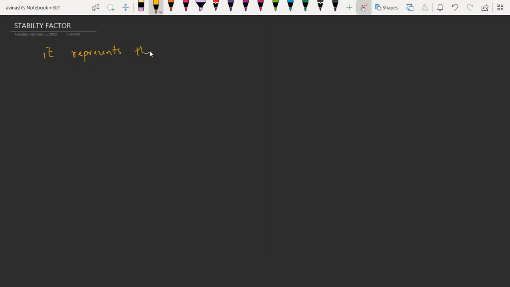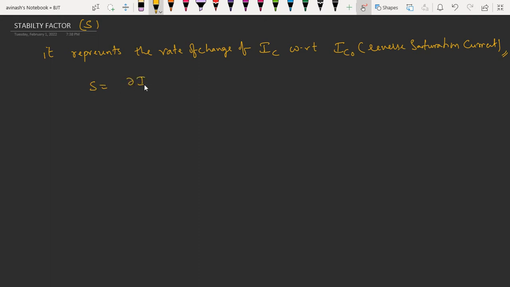Stability factor represents the rate of change of the collector current with respect to the reverse saturation current. Stability factor is represented by S. Then S is equal to the rate of change of the collector current with respect to the reverse saturation current. Let us take this as equation number 1.